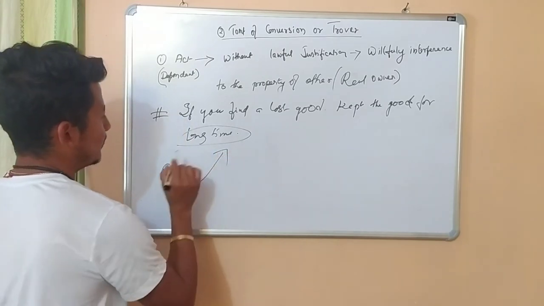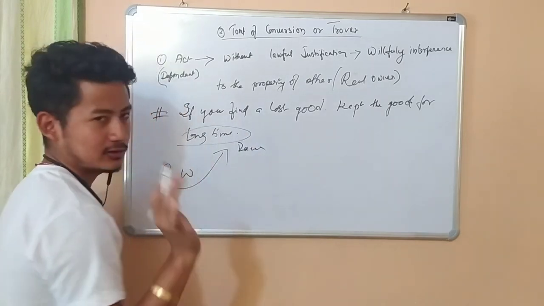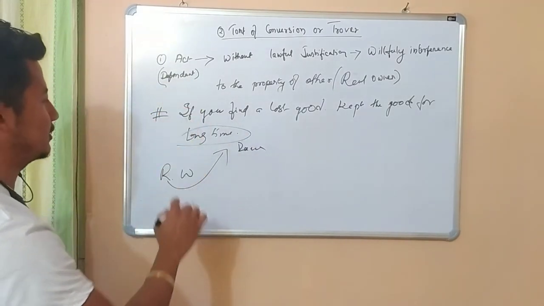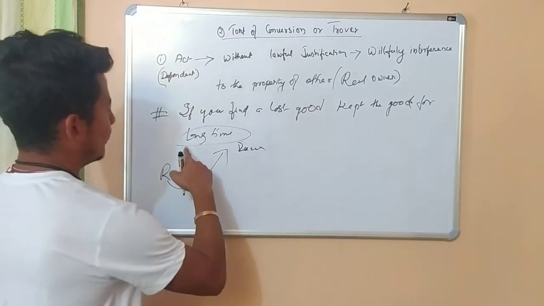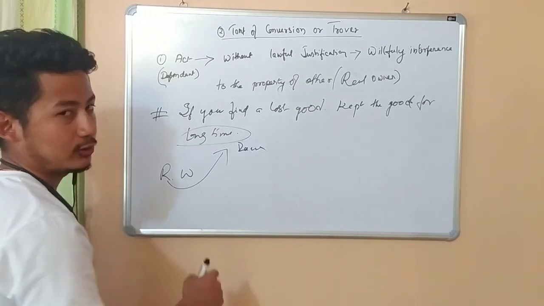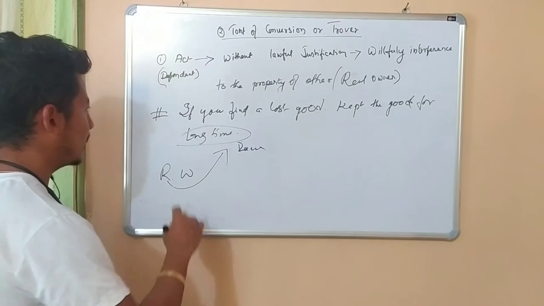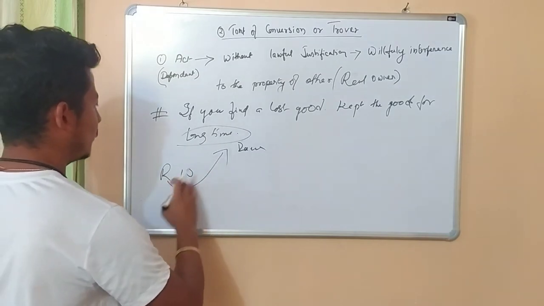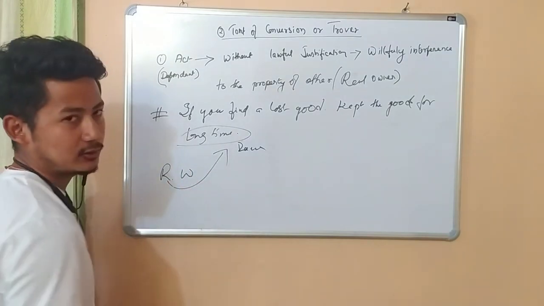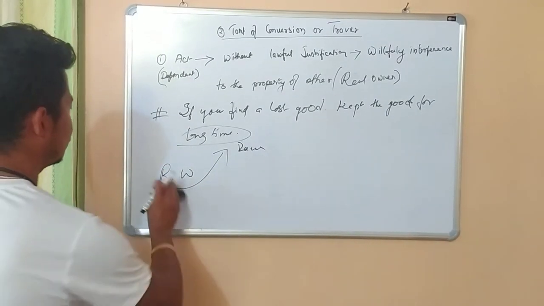then you deny: no, I cannot give it to you. That is a trover, or that is a conversion. But as long as you are keeping the good with you and the owner is unknown to you, till that moment it is not a conversion. But when the real owner asks for the good, you have to return that good to him, and if you don't return it, that will be a conversion.